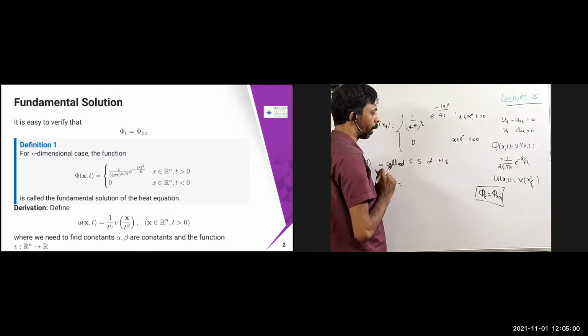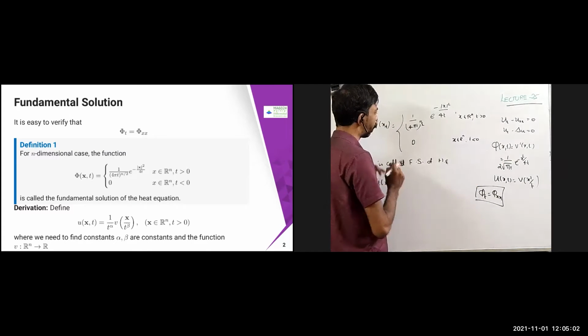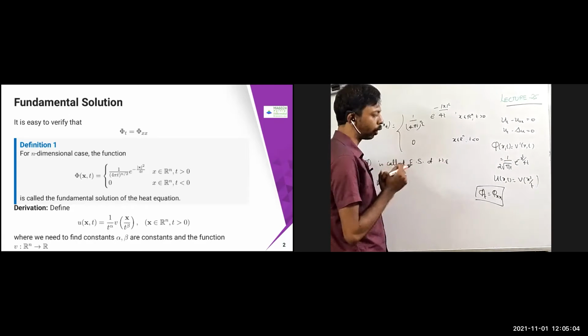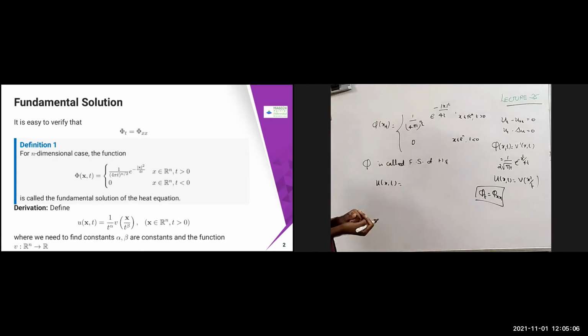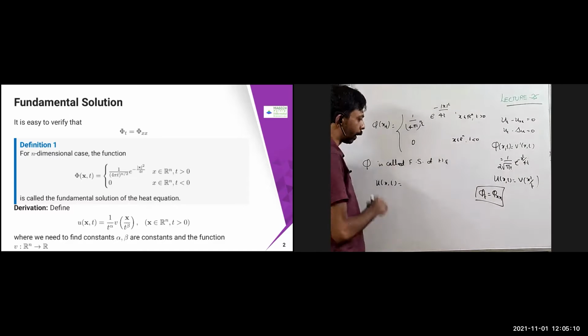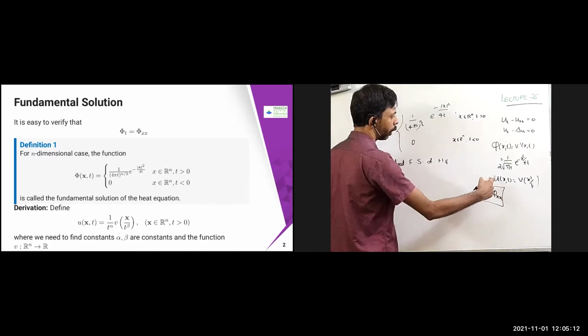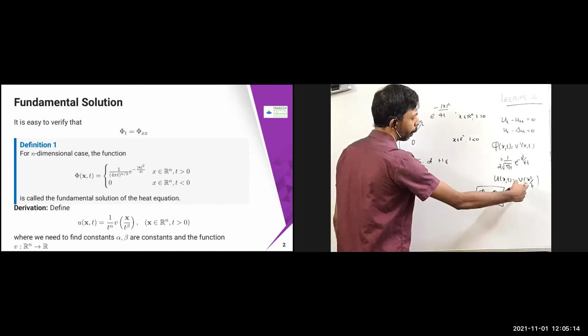Now we are going to do some other derivations. What we are going to do is find a similar kind of thing, where we say that this u is going to be the solution for this n-dimensional equation. So let us define this u of x comma t for the n-dimensional case as follows. For n equal to 1, I have defined my u of x comma t in this way.